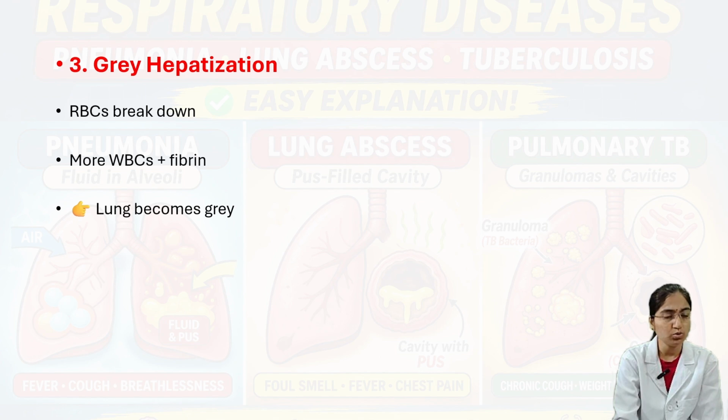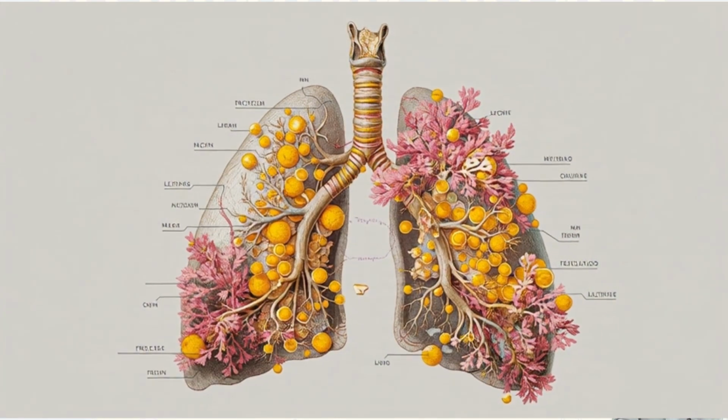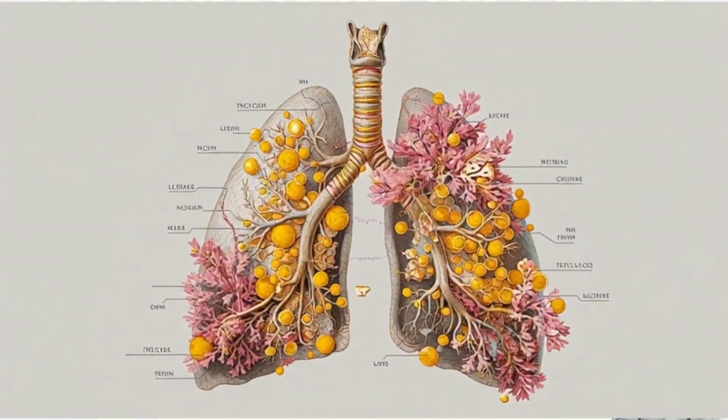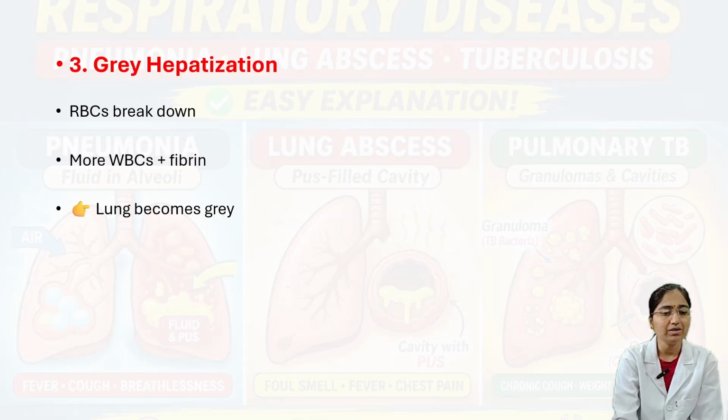Next we'll move to the third stage, that is grey hepatization. Here RBCs break down, and there are more WBCs including fibrin. And then the lungs become grey. That's what grey hepatization is.